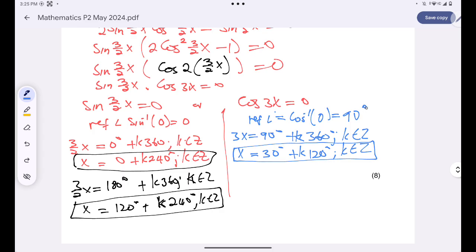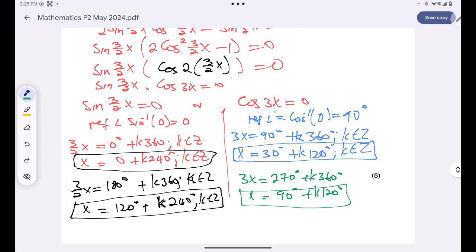And then I must also express the 90 degrees in the fourth quadrant, right? And angles in the fourth quadrant, I express them as 360 minus. So I'll say 3x. Let me use green. 3x is equal to 360 minus 90, which will give me 270, plus k 360, right? So whenever I divide 270 by 3, I'll simply get 90. I'll simply get 90 degrees plus k 120.